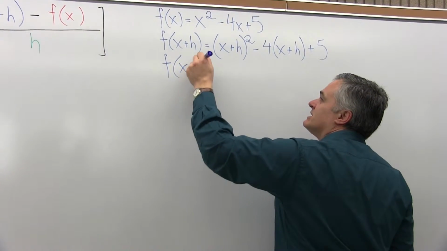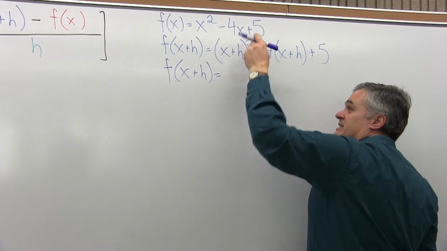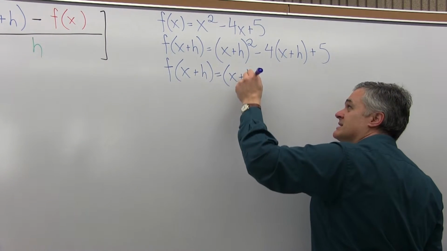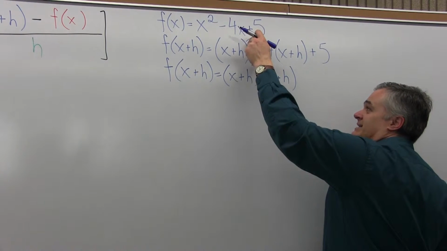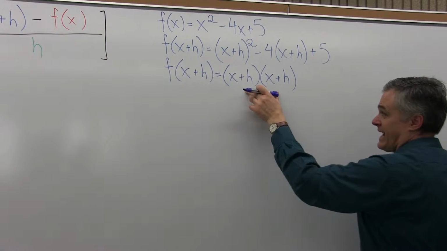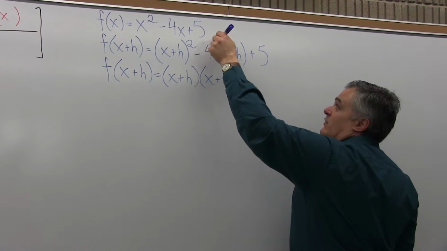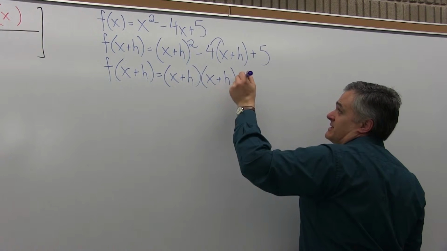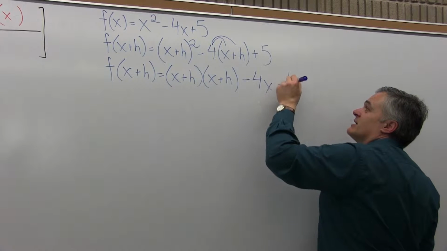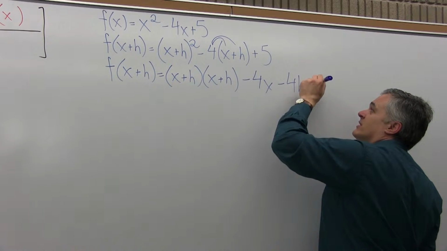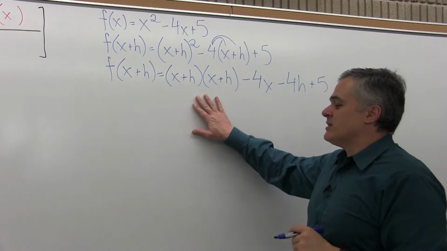So f of x plus h equals, now again, when you have a quantity in parentheses raised to the second power, it's that set of parentheses times itself, the same parentheses again. That's second power, so you have to do a FOIL for that, x plus h times x plus h again. Now the next piece, negative 4 times x plus h. I'll have negative 4 times x is minus 4x. Negative 4 times h is negative 4h. And again, you have a 5 on the end. So some of the work is to do out this FOIL.